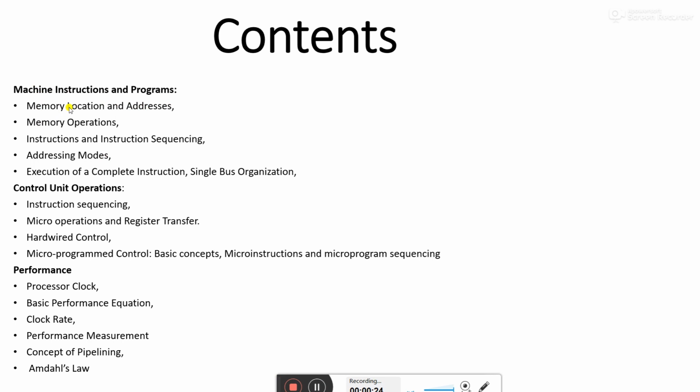In the machine instruction and program section we will learn about memory location and addresses, memory operations, instruction and instruction sequencing, addressing modes, and execution of a complete instruction and single bus organization. In the control unit of operation, we will learn about the instruction sequencing, micro operations and register transfer, hardwired control and microprogrammed control basics, operations and micro program sequencing.